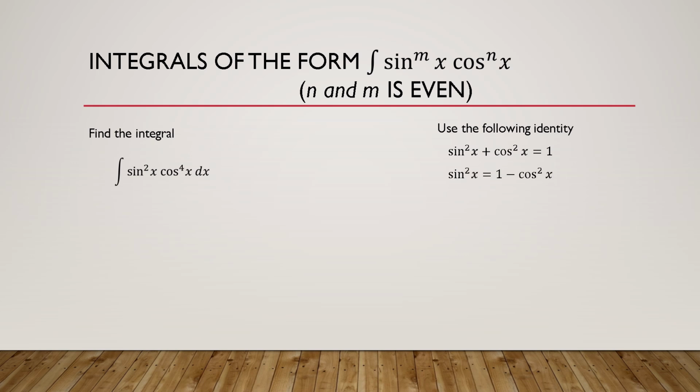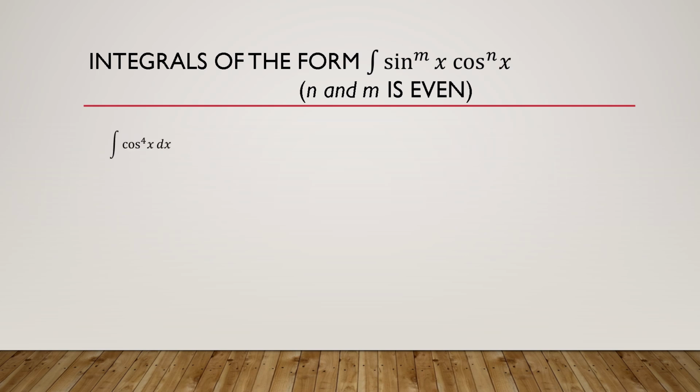We substitute sine squared x for 1 minus cosine squared x, then distribute the cosine to the fourth x and separate the integral at the minus sign to get the integral of cosine to the fourth x dx minus the integral of cosine to the sixth x dx. We can now solve each of these integrals individually, as we did in the previous lesson, then combine the two answers.